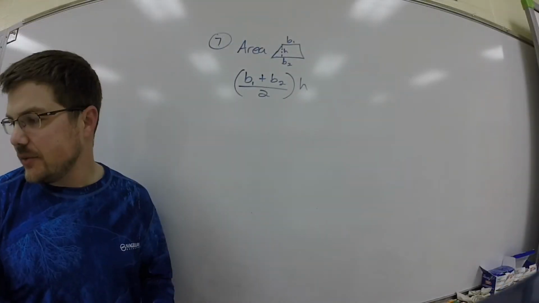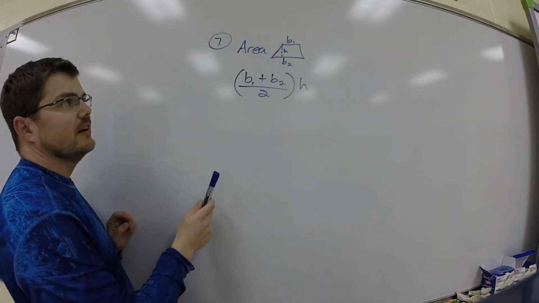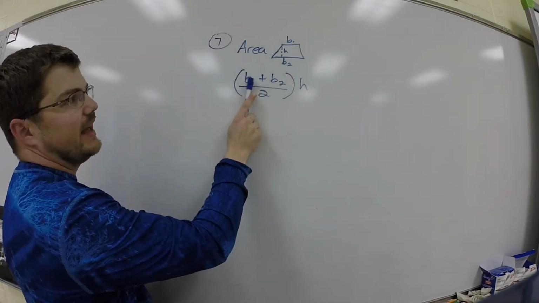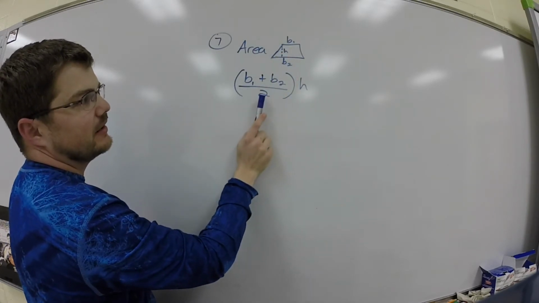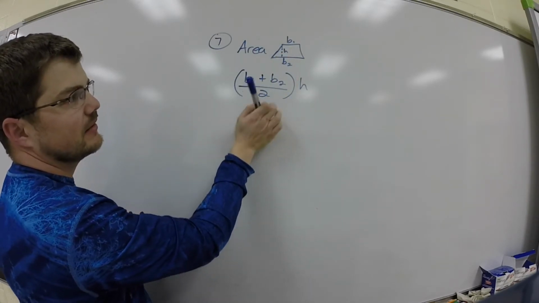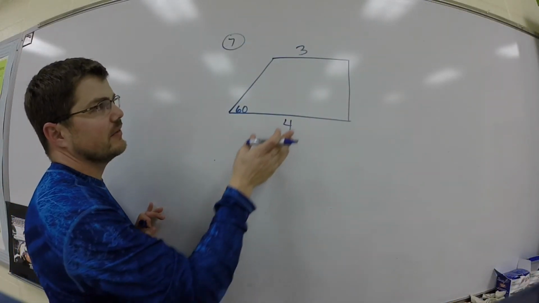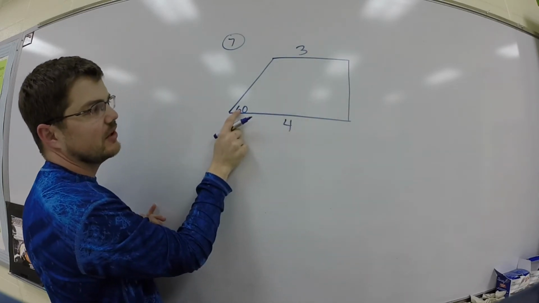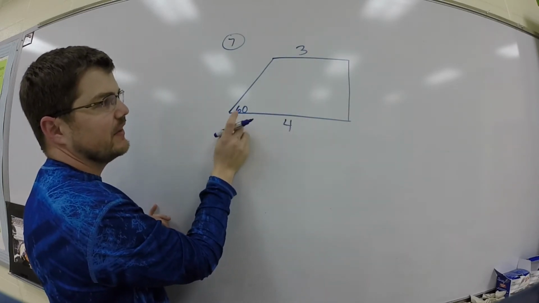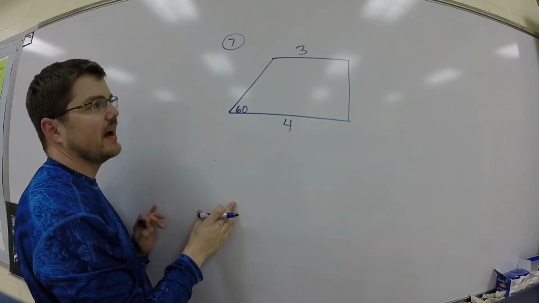For number 7, we have to find the area of a trapezoid. And you need to know the area of a trapezoid is we add our bases, we add these two lengths, we divide that sum by 2, and we multiply that by the height of the trapezoid. Okay, on the trapezoid we have our two bases, 3 and 4, and it gives us this 60-degree angle. And so to find the area, we add our bases, we divide by 2, and we multiply by the height.